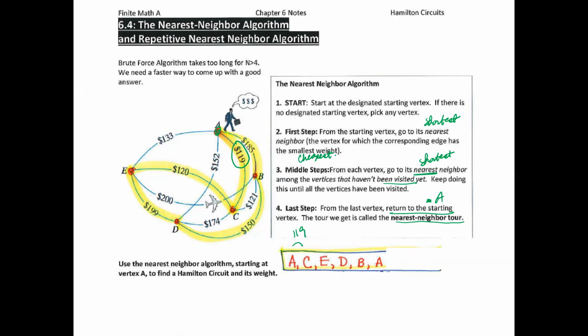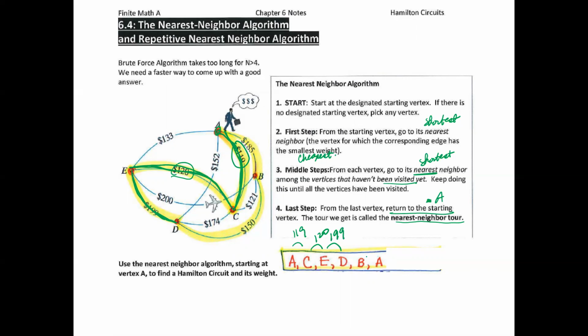And then from C, which one's closest, or the cheapest from C? From C, I can go to E because it's only $120. And then from E, which one is closest? In this situation, you can't really go back to A because we're not done with all the circuits yet. So from A, we go to C. From C, we go to E. And then from E, you want to go probably to D because that's the next closest and the least expensive.